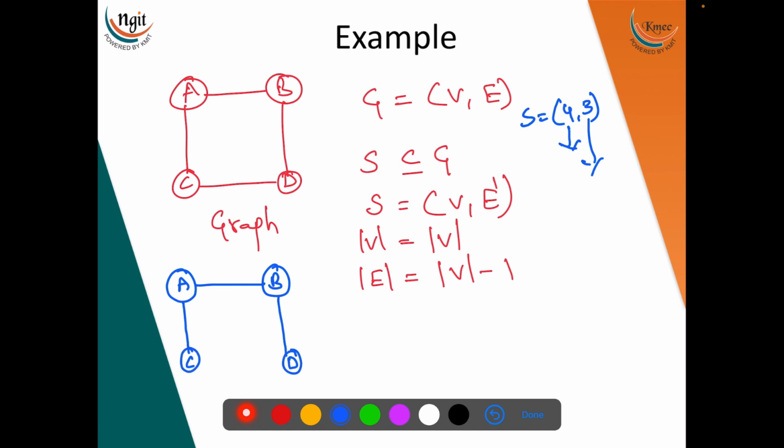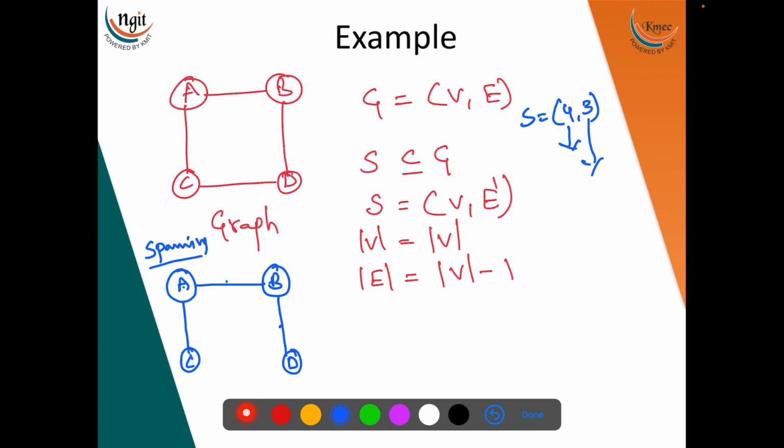So how many vertices can you see? 4. How many edges can you see? 1, 2, 3. So now it is a spanning tree. In other words, you can say that a graph which doesn't have any cycle is also called a spanning tree. I repeat, a graph which doesn't have a cycle is called a spanning tree.